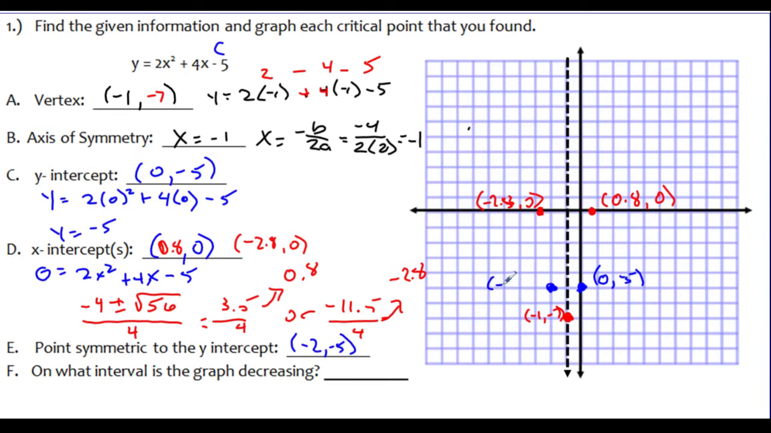I want to be able to show them all on my graph. So there you go. I have all of the points that they asked me to graph. And I'm going to make sure that I draw the parabola as best as I can, and do the same thing on the other side. So I have an approximate graph of this parabola.